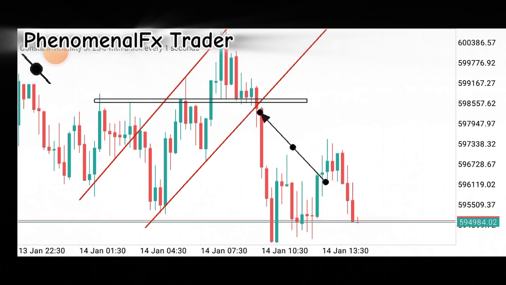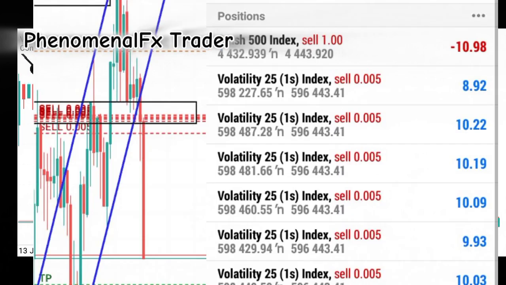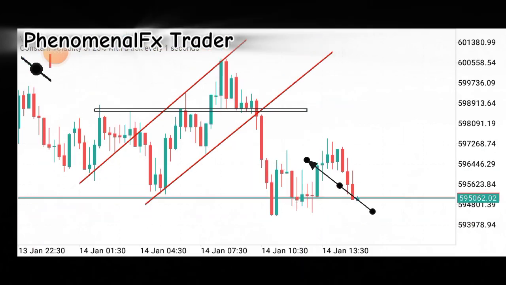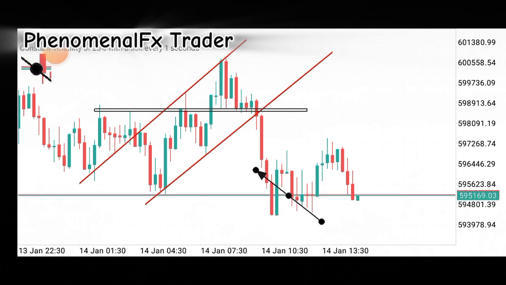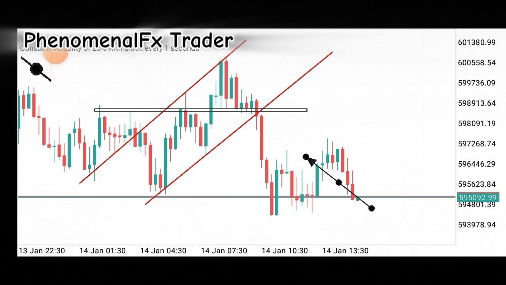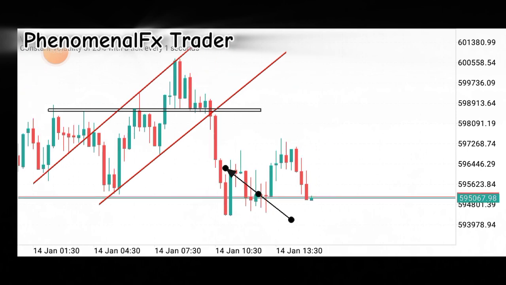You can see from the screenshot I just shared with you guys, you can see the massive sales, and it gave me about $10 in profit when I closed the trade. I think I closed at $10 or $12 in profit. So you can see it's very smooth, guys, very smooth. This strategy really works. All you need to do is to practice it.